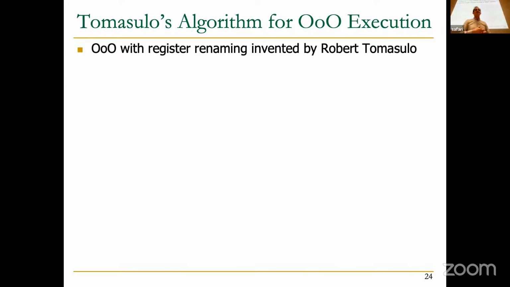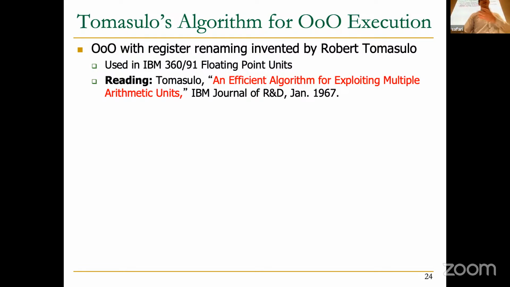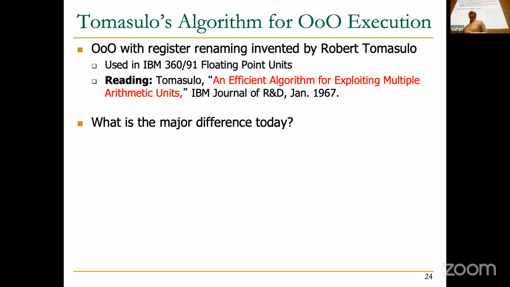So I will also mention that this register renaming algorithm is one way of doing out-of-order execution. It's the dominant way today. It was invented by Robert Tomasulo, who was a chief architect at IBM, in IBM 360/91's floating point units. And if you remember, I mentioned this as an example out-of-order machine. And you can read this beautiful algorithm that we're going to go over in this paper. The major difference today is IBM 360/91 did not have precise exceptions. And as I mentioned, it was not successful because of that.